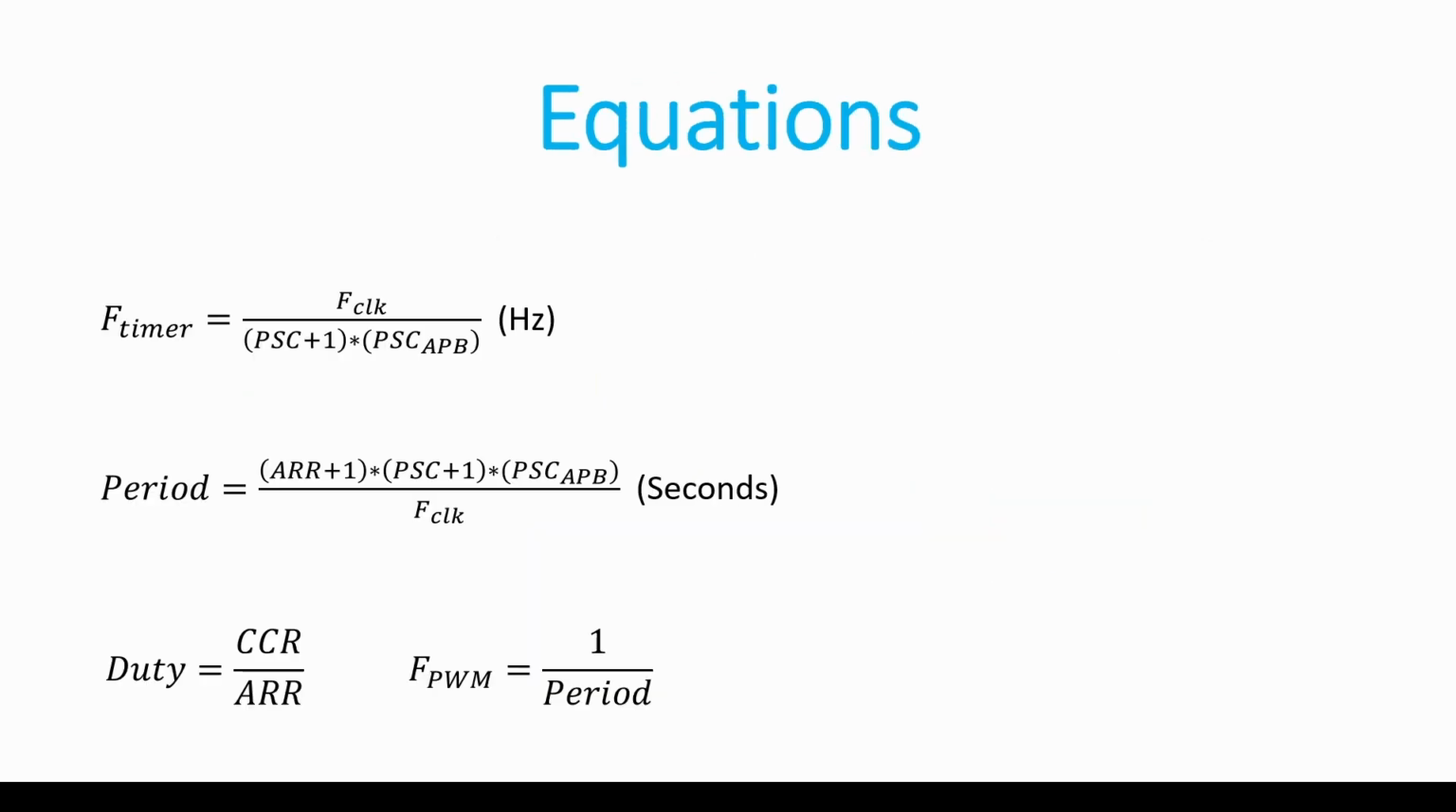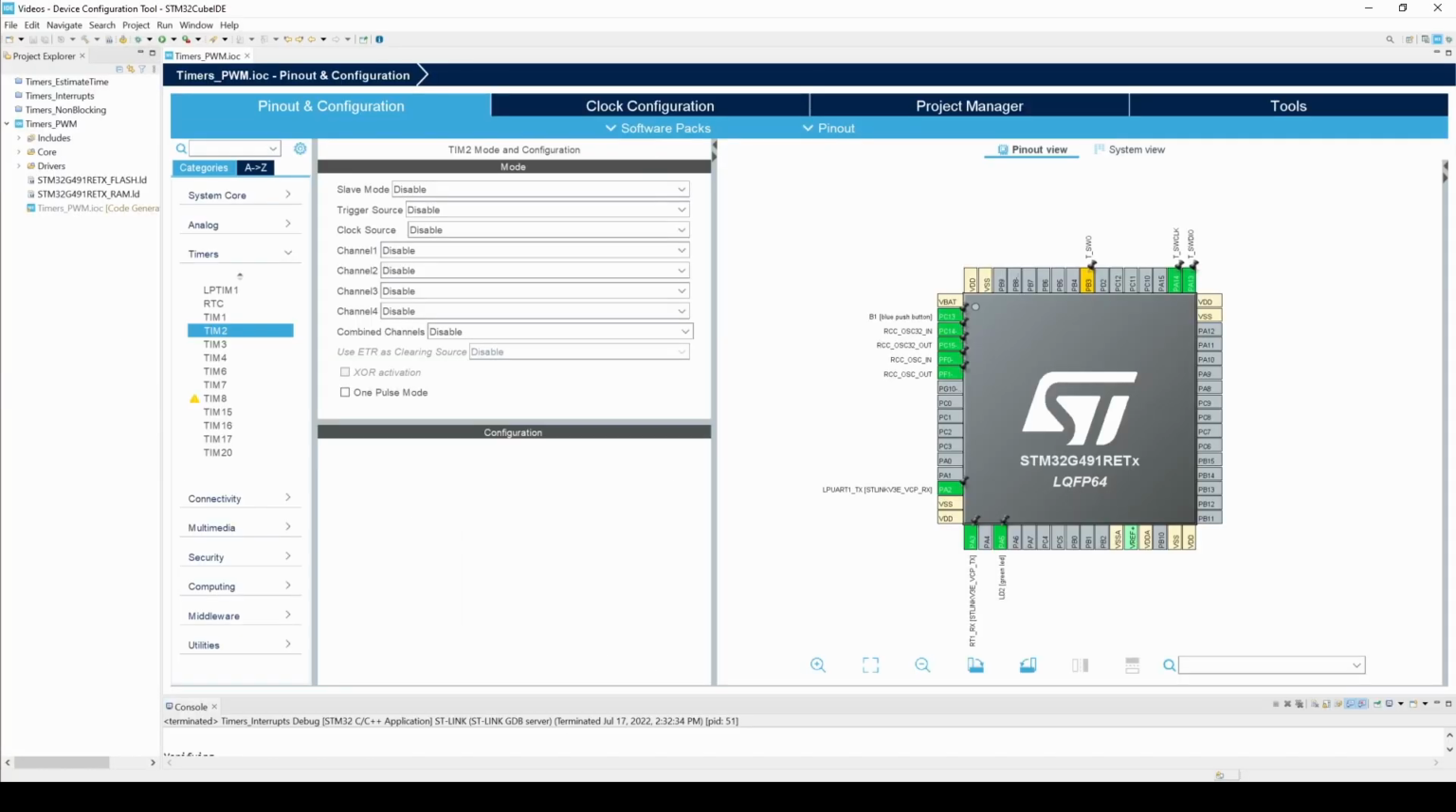By changing the value of the CCR register, we can control our duty cycle, which is simply represented by the value of the CCR over the ARR. Additionally, our PWM frequency is just the inverse of the period. On the STM32, the hardware is set up such that each of the timers, excluding the basic ones, has 4 channels which can interact with GPIO pins.